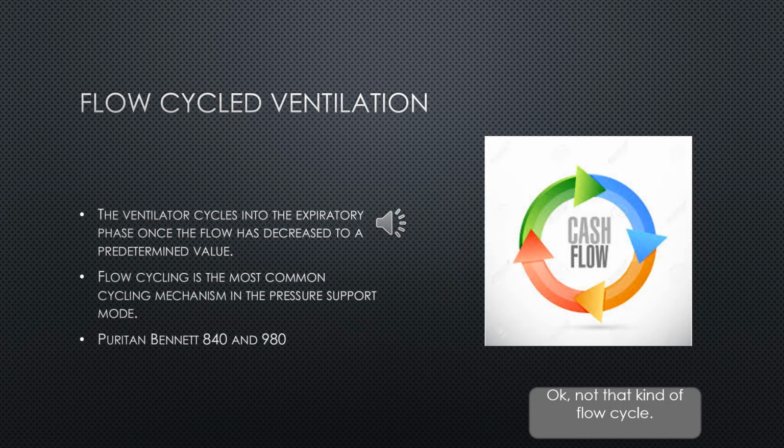Flow cycled ventilation. This is being used all over, on all different platforms. It's the most common cycling mechanism in the pressure support mode. And what happens is we set an expiratory percentage or a predetermined value for exhalation. So as the flow starts to decrease, that ventilator will cycle into exhalation, causing that patient to be able to relax, exhale, chill.